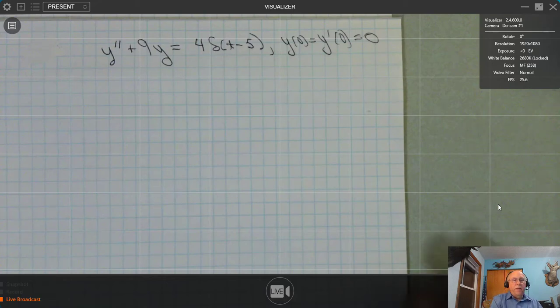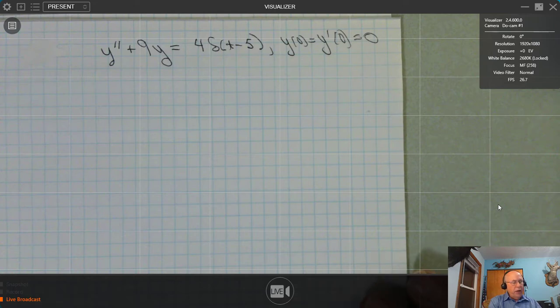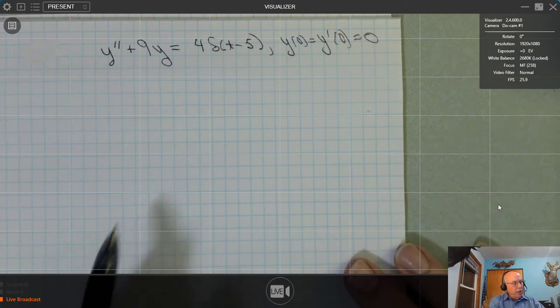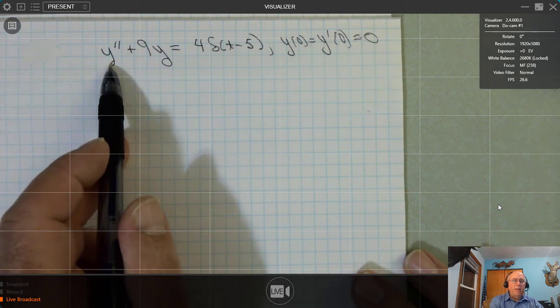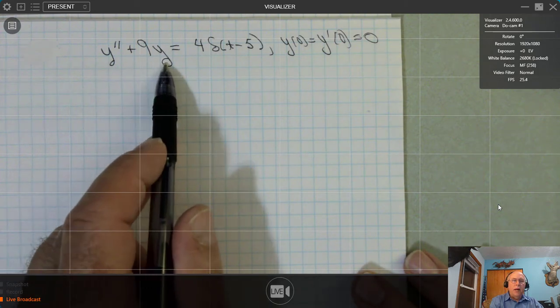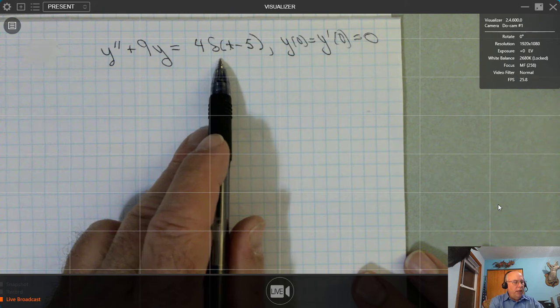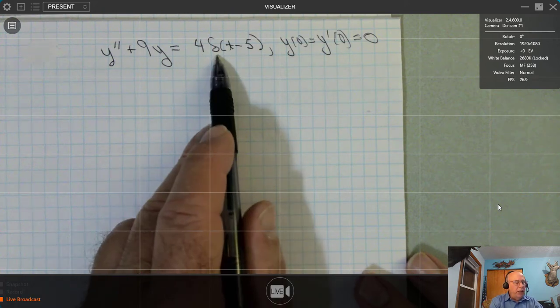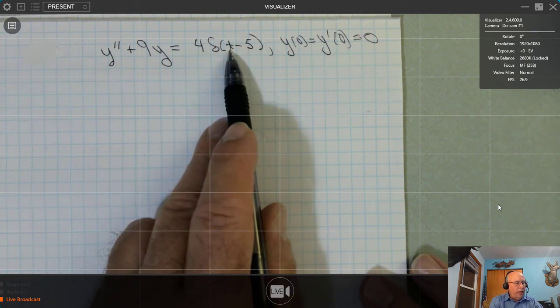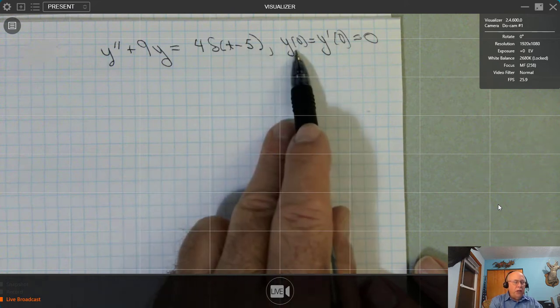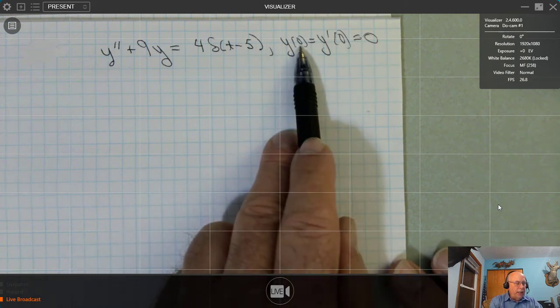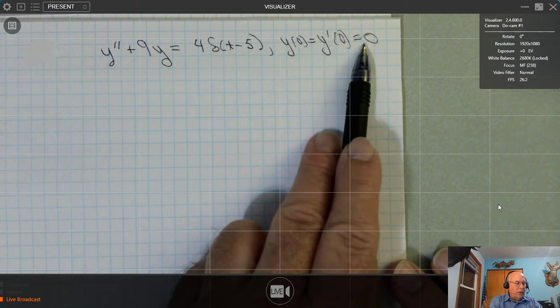Well, now let's finally get to the thing that we've been doing all of this work with s and t shifting for, and that is to solve differential equations that have discontinuous inputs. So let's start with something simple. y double prime plus 9y is equal to 4 times the Dirac delta function evaluated at t minus 5. The initial conditions are y at 0 and y prime at 0 are both 0.